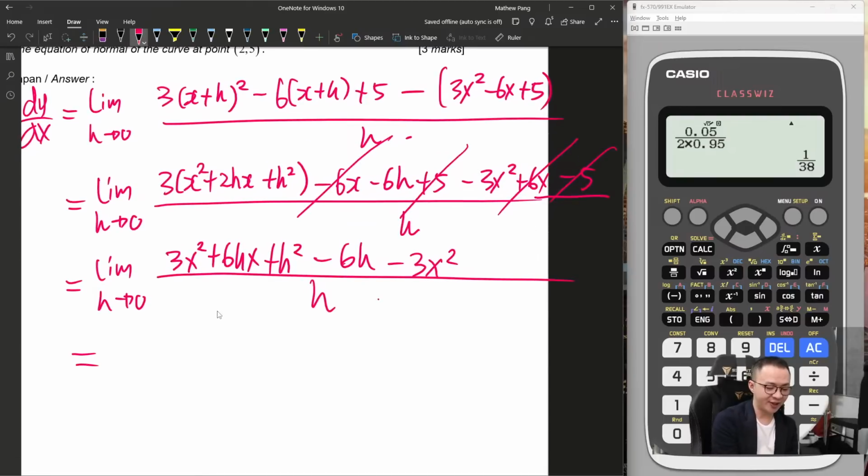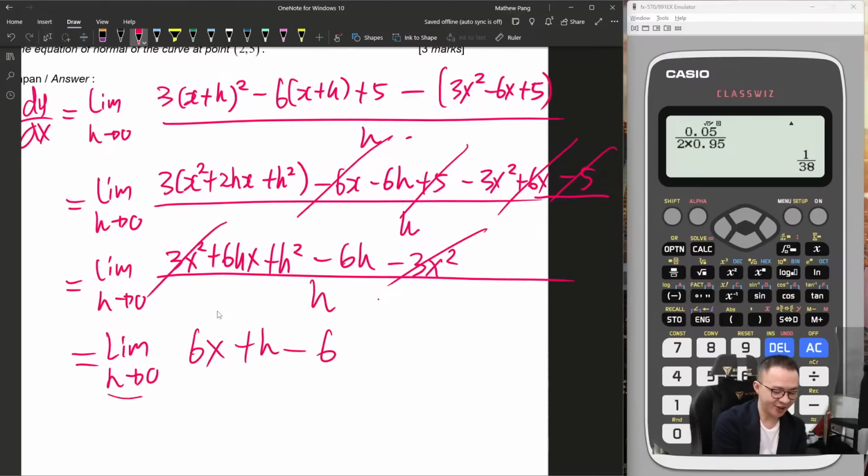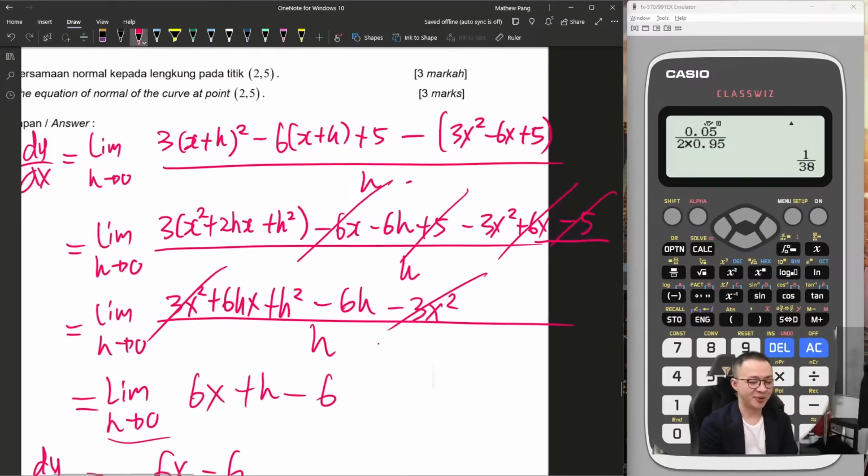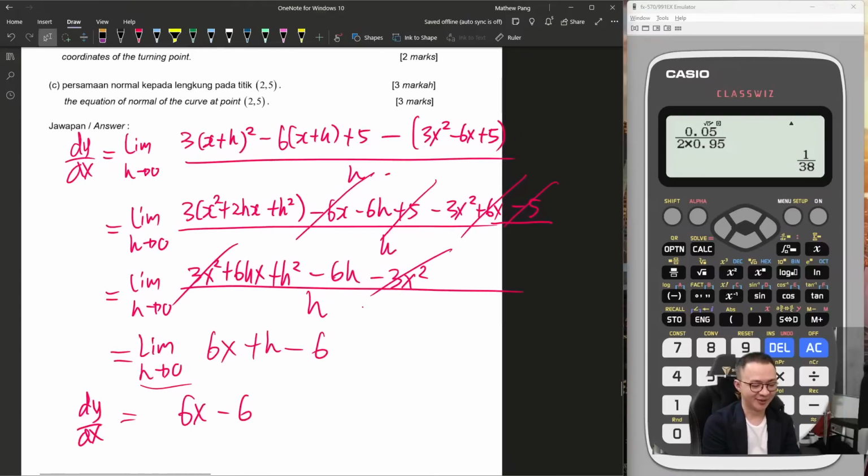Okay, now everything is divided by h. This one and this one I cut. 6hx divided by h, I get 6x. h squared divided by h, I get h, minus 6. Since h is 0, isn't it? So therefore, I will get 6x minus 6 for my dy/dx. Done. First principle. Yeah, 3 marks. A lot of work you need to do carefully.